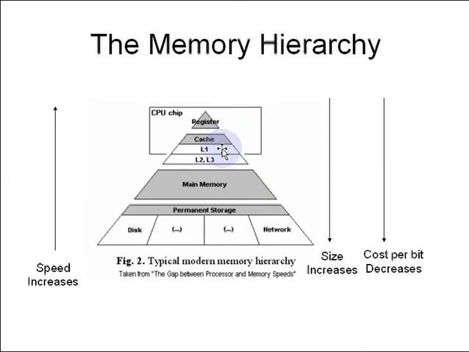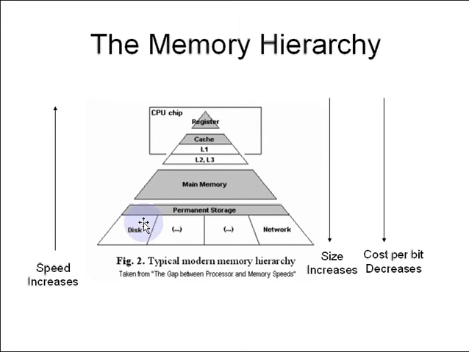Then comes your cache memory. For cache memory, there can be different levels like layer 1 cache, layer 2 cache, layer 3 cache. In this particular diagram, layer 1 cache is present within the CPU chip itself, whereas layer 2 and layer 3 cache is outside the CPU chip. Then comes the registers.